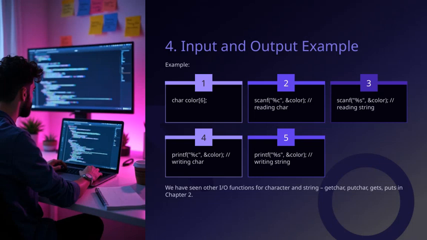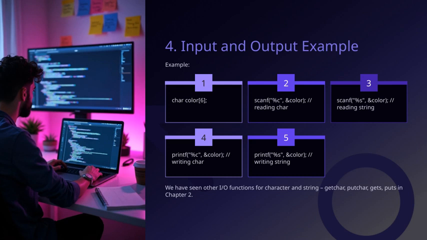Let's take a closer look at this example to understand input and output in C programming. First, we declare an array of characters called color with a size of 6. This will hold our string or character data. Next, notice the printf statement where we use %c to write a single character. Here, we're passing the address of color, which might seem a bit unusual, but it's meant to demonstrate outputting a character. Then, we recall from Chapter 2 that we've already seen other input and output functions like getchar, putchar, gets, and puts. These are fundamental for handling characters and strings in C.